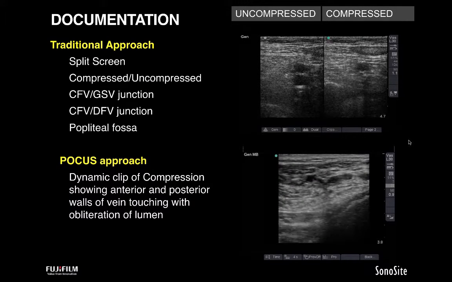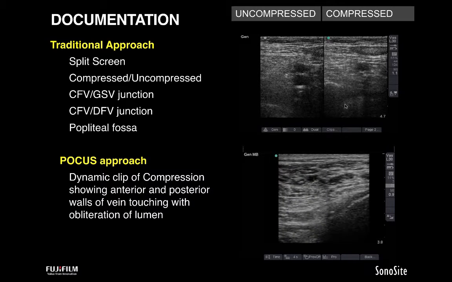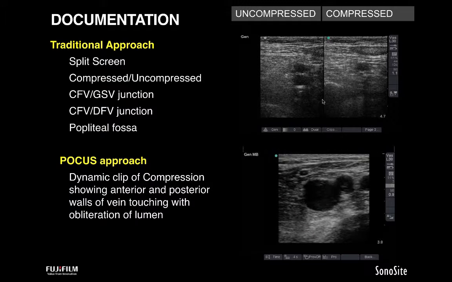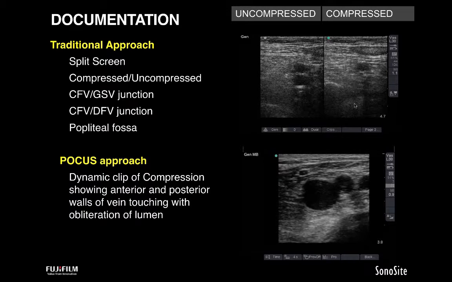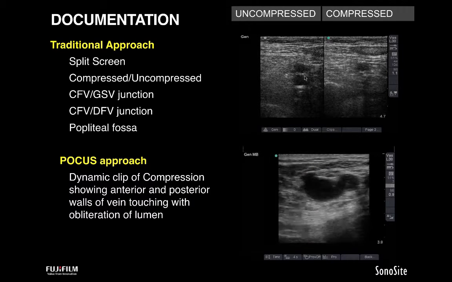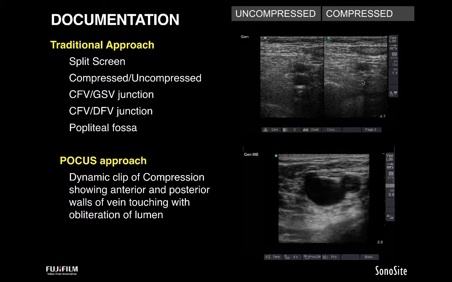Right, and then how you document. The old school way, and the way our radiology or vascular colleagues do it, is they'll split the screen, and in general by convention they'll have an uncompressed image on the left with a compressed image on the right. Here you can see the lumen, here you don't, and so you can conclude that there's no thrombus.